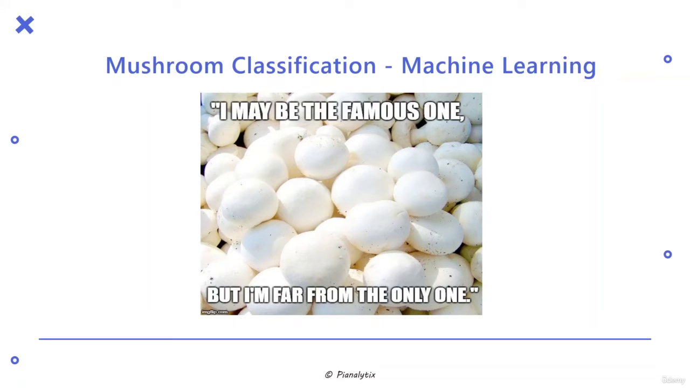Hi, in this project, as the name suggests, we will be predicting the class of the mushroom, and the classes are divided on the basis of whether the mushroom is edible or poisonous. Then we will develop a web application based on this machine learning model and deploy it on Heroku. So let's understand what we will be doing in this project.